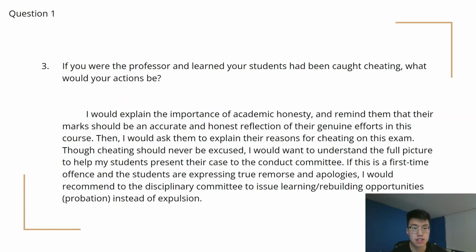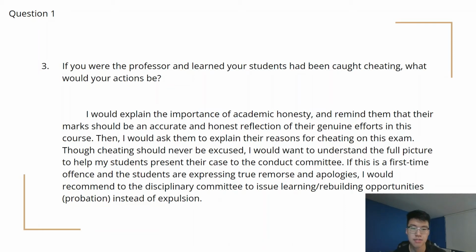And the last question is, if you were the professor and learned your students had been caught cheating, what would your actions be? So my answer is I would explain the importance of academic honesty to them and remind them that their mark should be an accurate and honest reflection of their genuine efforts in this course. Then I would ask them to explain their reasons for cheating on this exam, and though cheating should never be excused, I would want to understand the full picture to help my students present their case to the conduct committee.